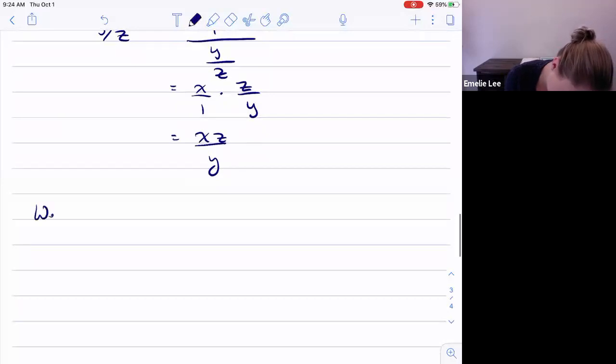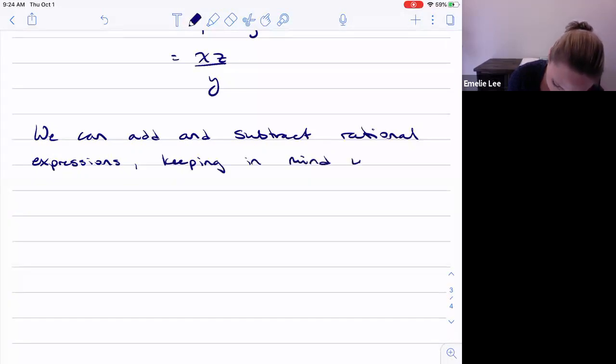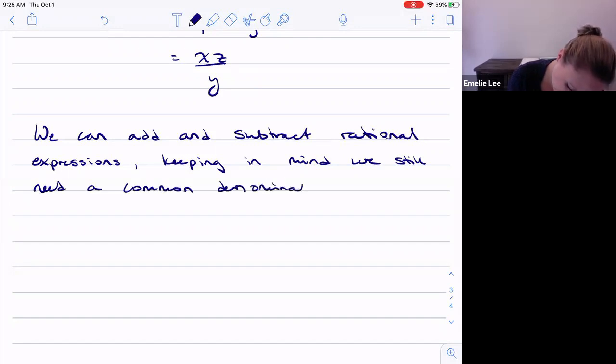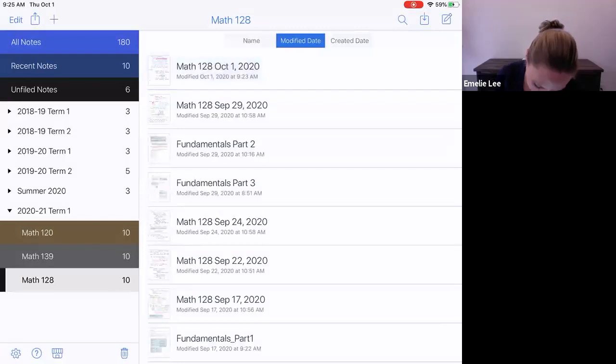And so we can add and subtract rational expressions, keeping in mind we still need a common denominator, just like before, but now that common denominator is going to be some sort of expression. So let's pull in some of these here.